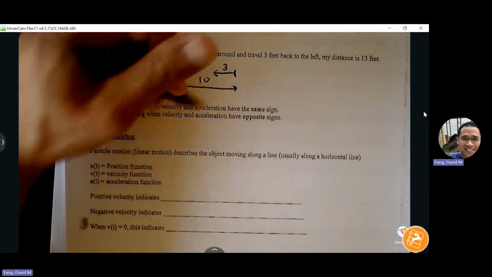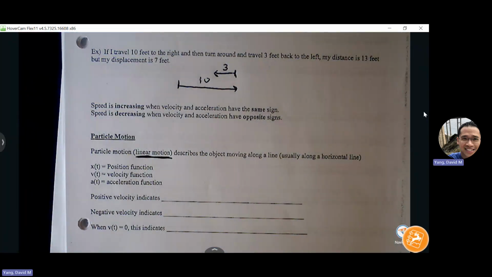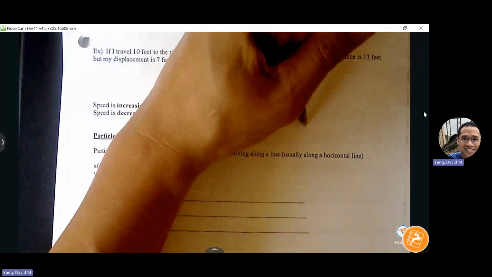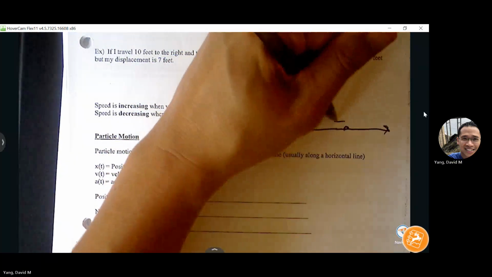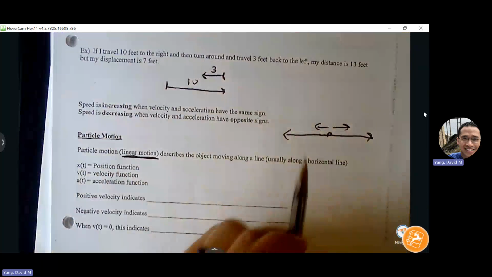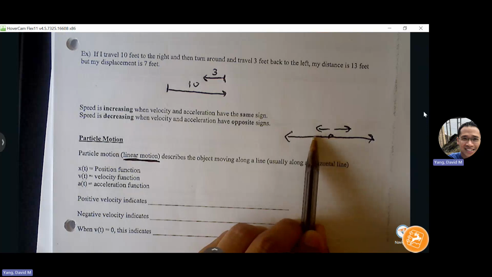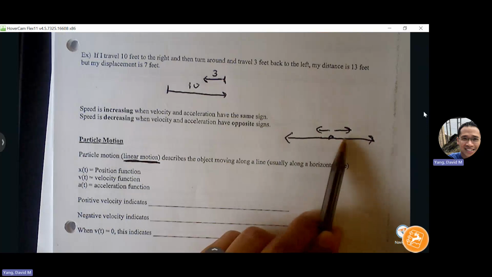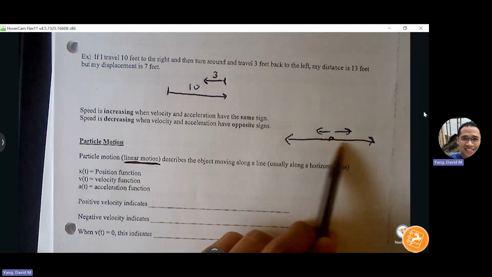Particle motion. This is linear motion describing the object along a line. So let's say an object only moves horizontally. There are three things that an object can do. This object can either stay put, move to the left, or move to the right. This object is restricted in terms of the direction of motion.